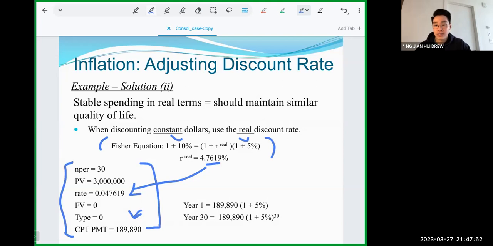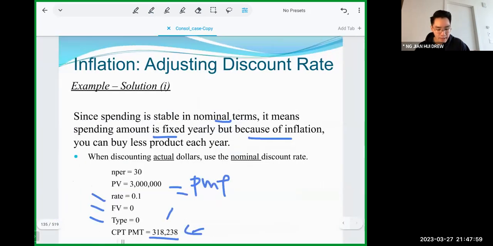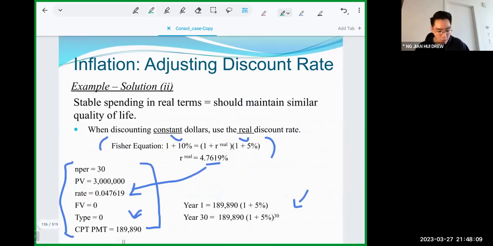Before we go on to this part here, just quickly flip back. Can you see that? Do you notice something? The payment here of the amount that you can spend, 318,238, versus the real amount of this is so much lesser, right? The real amount is lesser. Does this make sense to you? Everyone, does this make sense to you why the amount is lesser?